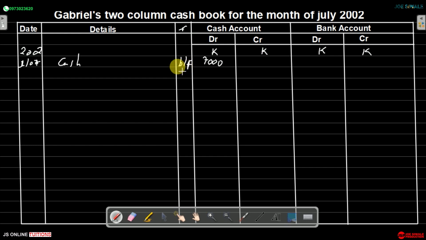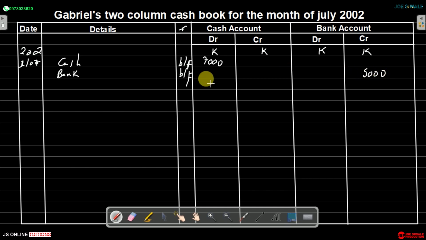Then we are also being told that bank is on the credit side with the amount of 5,000. So we'll say bank. This is also balance brought forward. So this is going to be recorded on the credit side as 5,000.